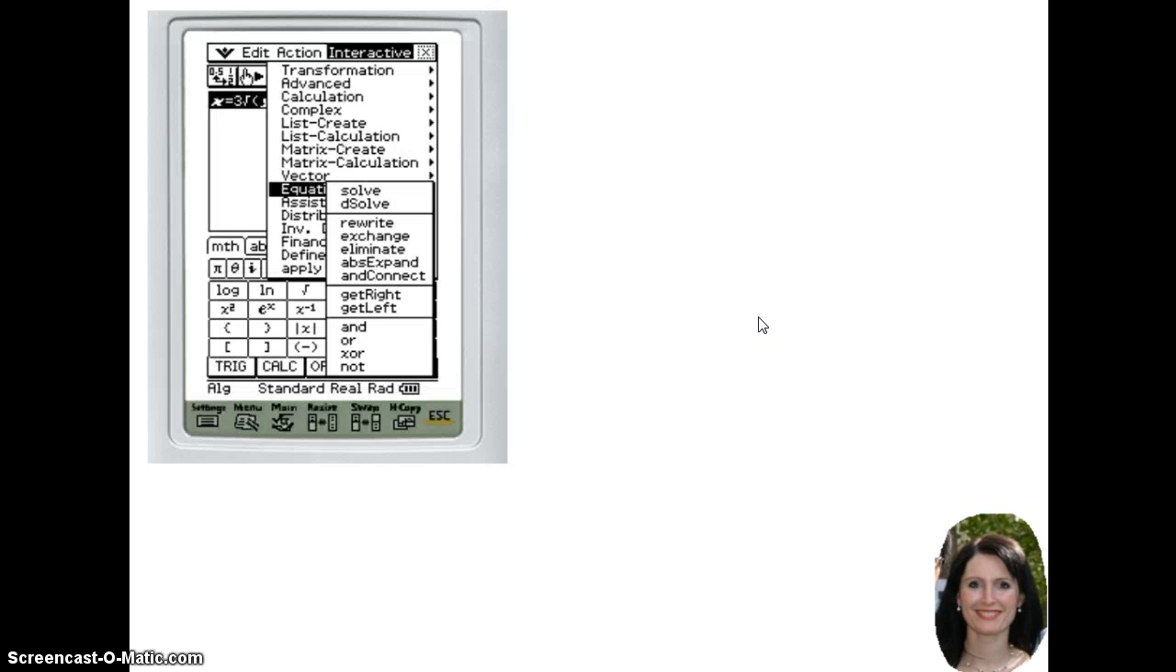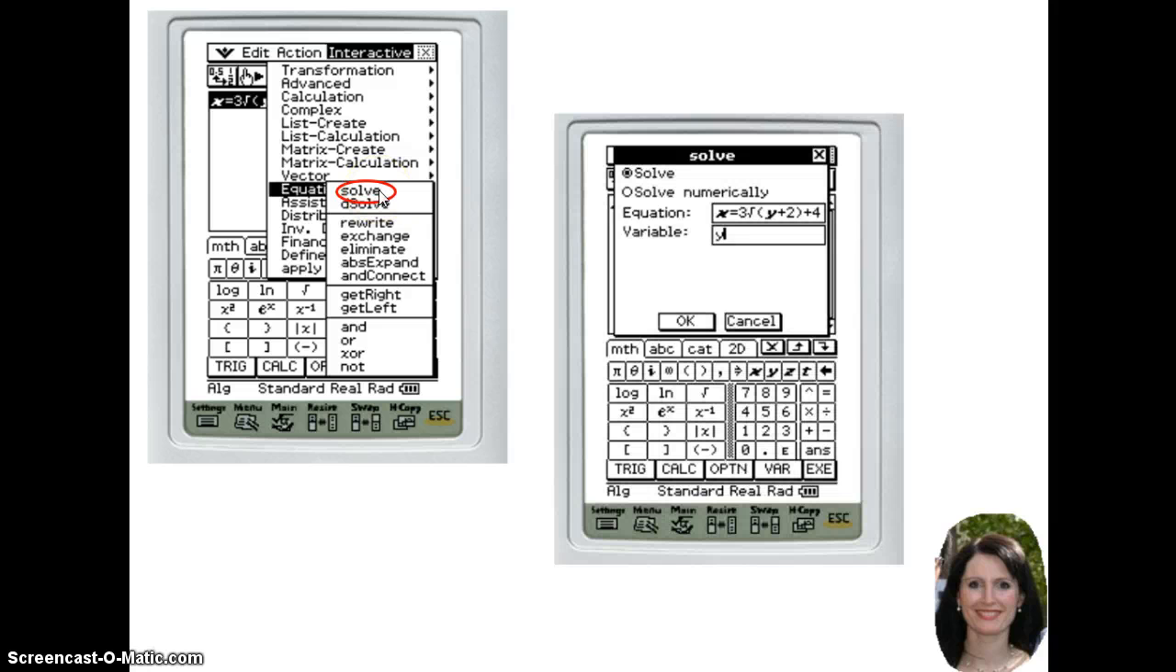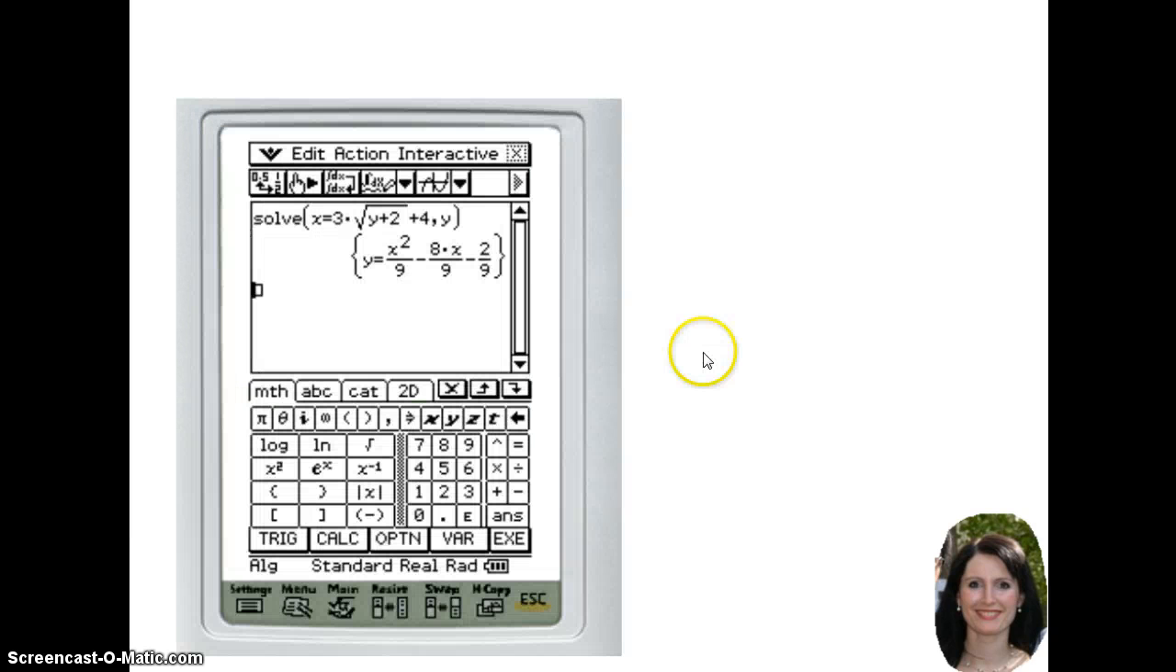Now, the next thing I'm going to do, while it's highlighted, is go to Interactive. I go down to Equation/Inequality and I go to Solve. Once I'm in Solve, my equation is already entered in there, because I've highlighted it, so I don't need to enter it in again. I make the variable y, because we're going to try and solve for y, and I click OK, and I end up with this. So it says solve, x equals 3 root (y plus 2) plus 4, comma y, so it's telling the calculator we want to solve for y.